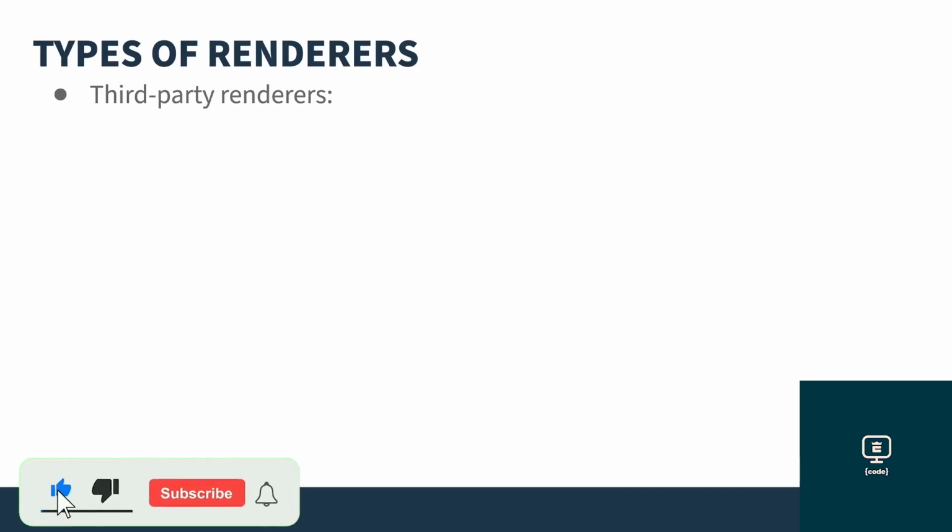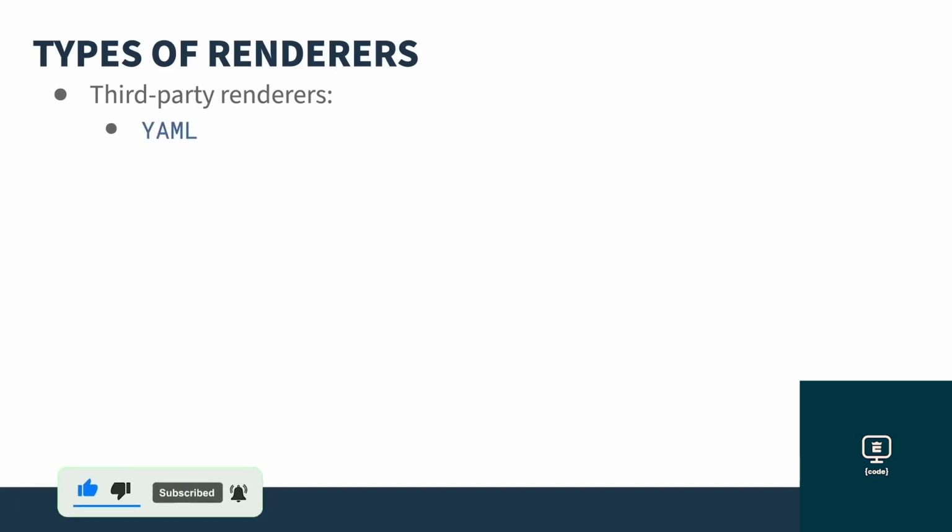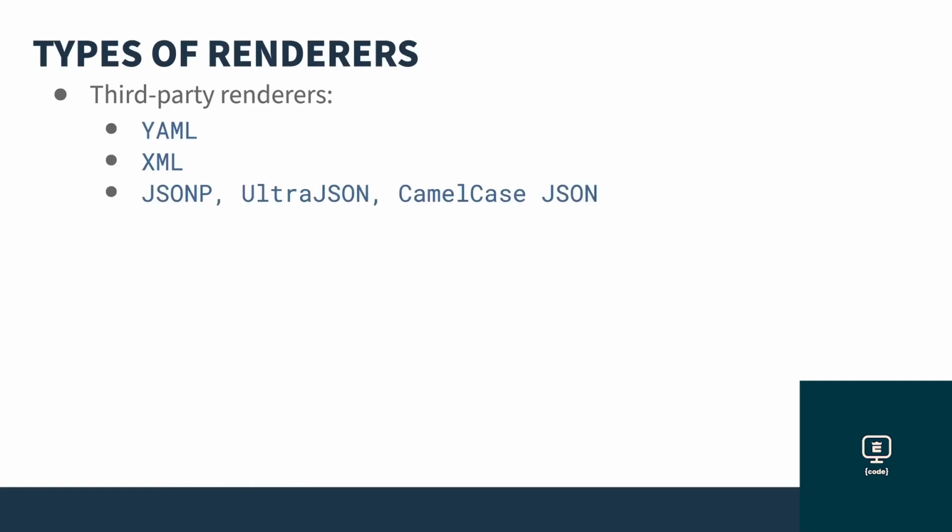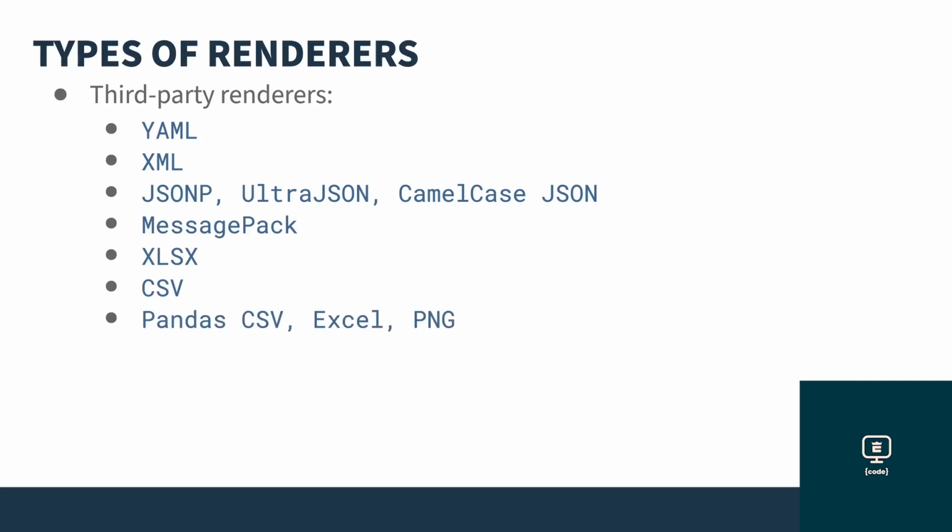In addition to all of those, there are a whole bunch of third-party packages as well, supporting YAML, XML. If you're not happy with the format of the JSON, there's multiple different types of JSON, so you can make it look just about however you like. Message pack, Excel, CSV files, a variety of Panda-based plugins which support CSV, Excel, and PNG, and LaTeX, of all things.